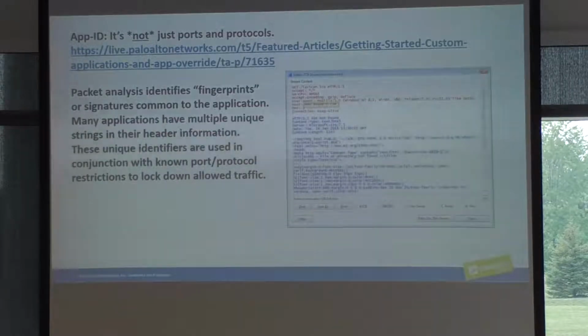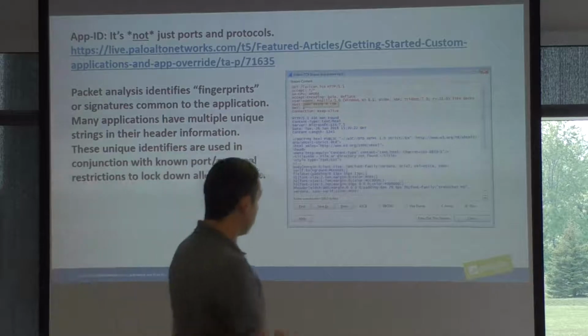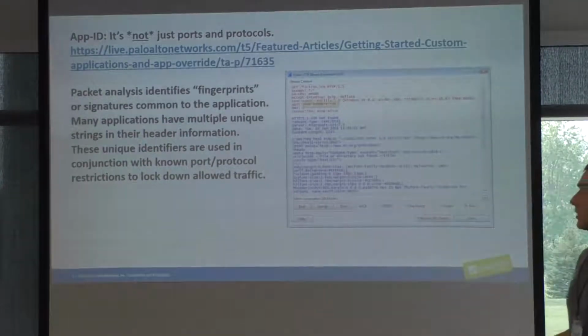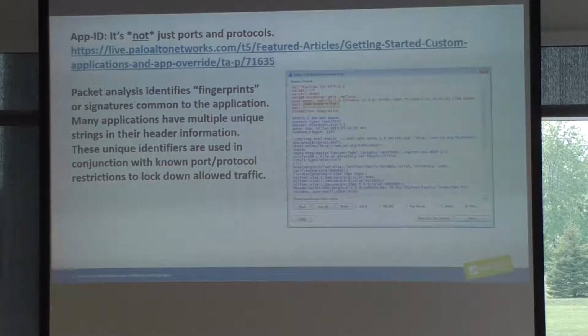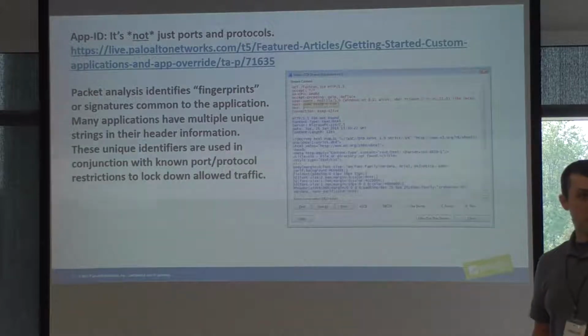So essentially, what App ID is, it uses ports and protocols, but that's only one component of what it's doing when it analyzes traffic. So every time a packet comes into the firewall, it does a deep packet inspection. Now, Palo Alto has developed a bunch of signatures for applications.